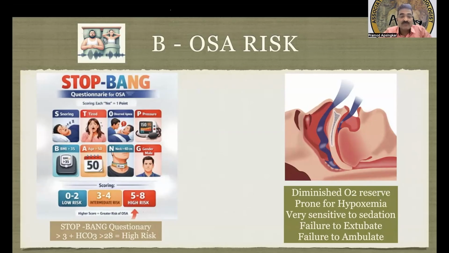And why are we more worried about this? Because as these factors increase, they are more prone to hypoxia because of the diminished oxygen reserve. They are very sensitive to sedation. A small sedation may lead to upper airway collapse, failure to extubate, and failure to ambulate. So we have to be very careful about this OSA risk.